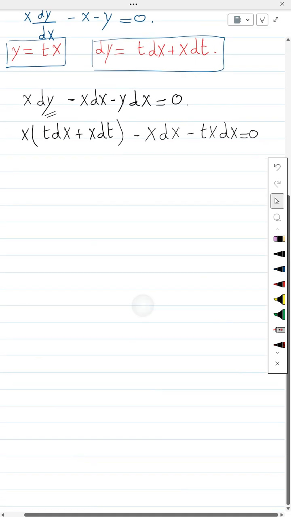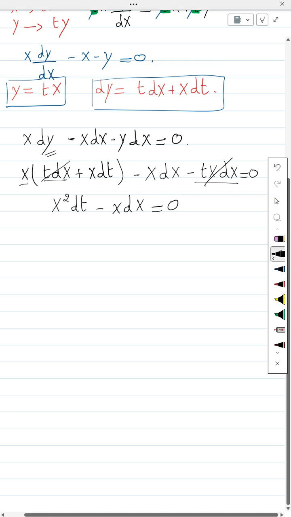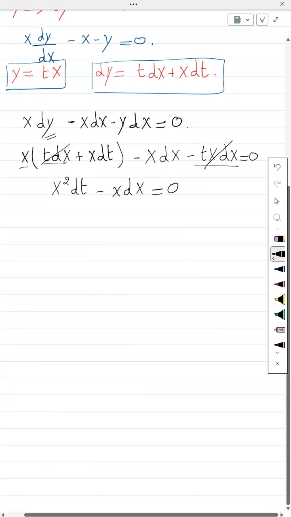Now we have some simplification: xt dx with minus xt dx is cancelled, and we have x squared dt minus x dx equal to 0. Right here it is going to be separable. For every homogeneous equation, when we do this change of variable y equals tx, or we can just do x equals ty, it's the same, no problem, and we will get dx instead of dy.